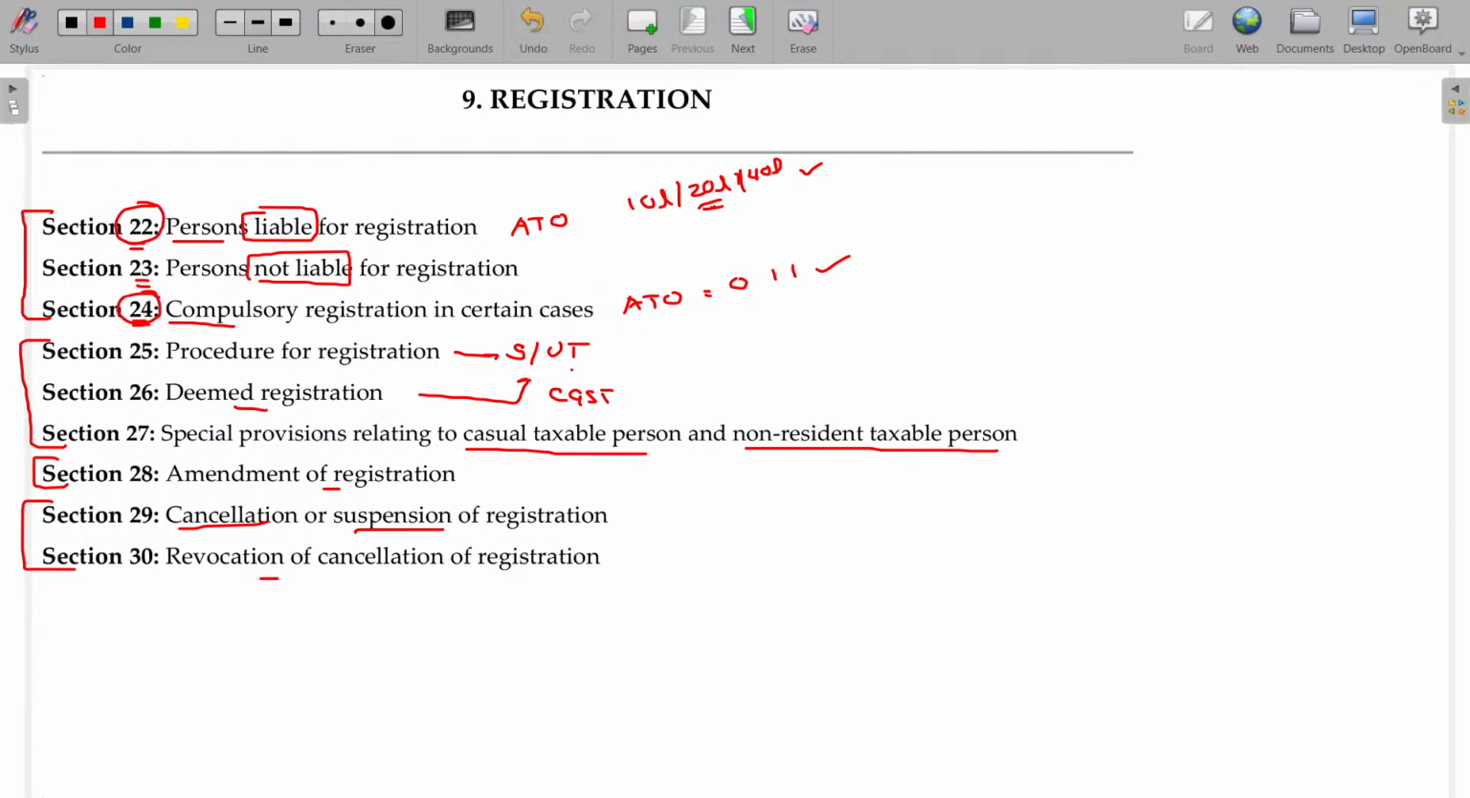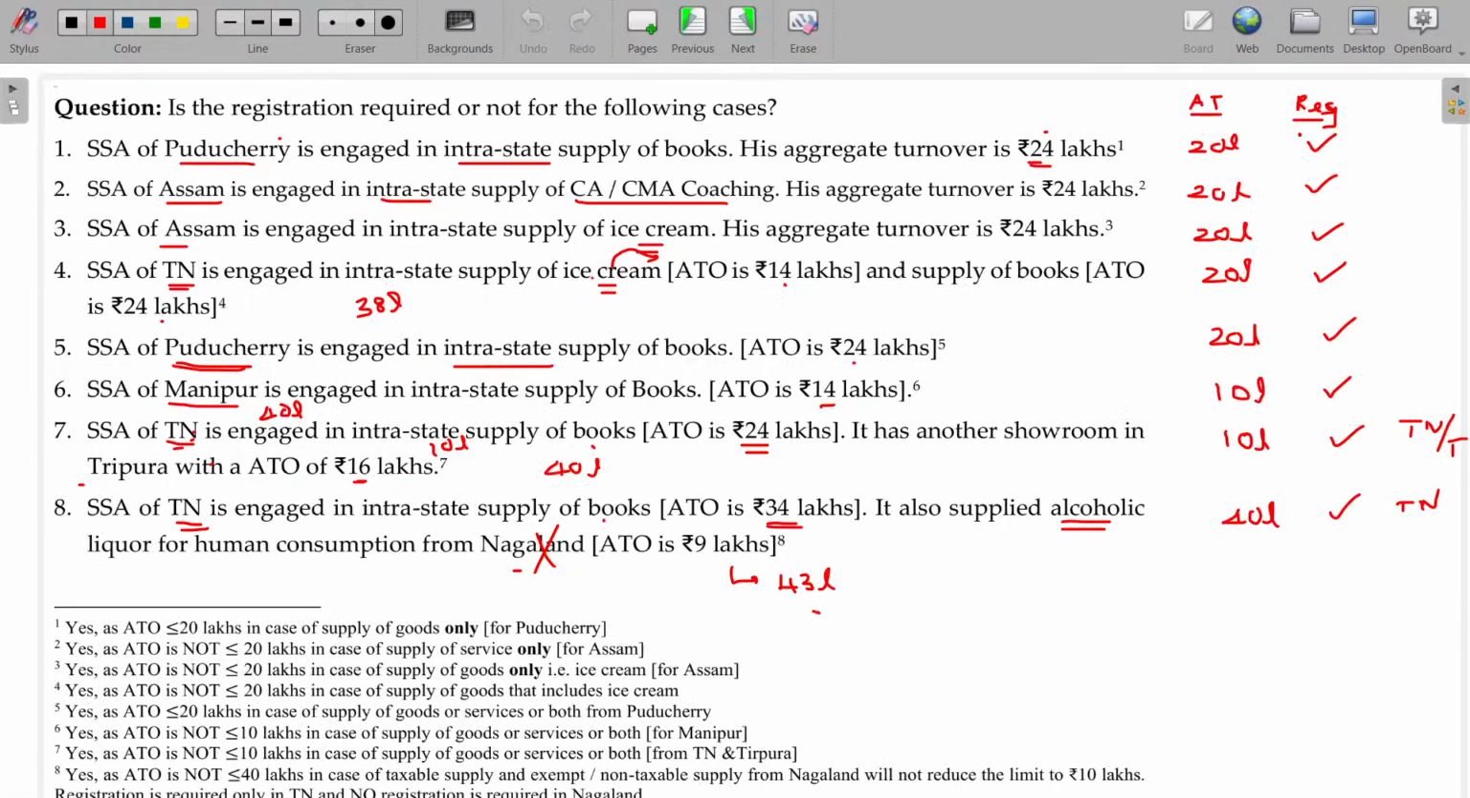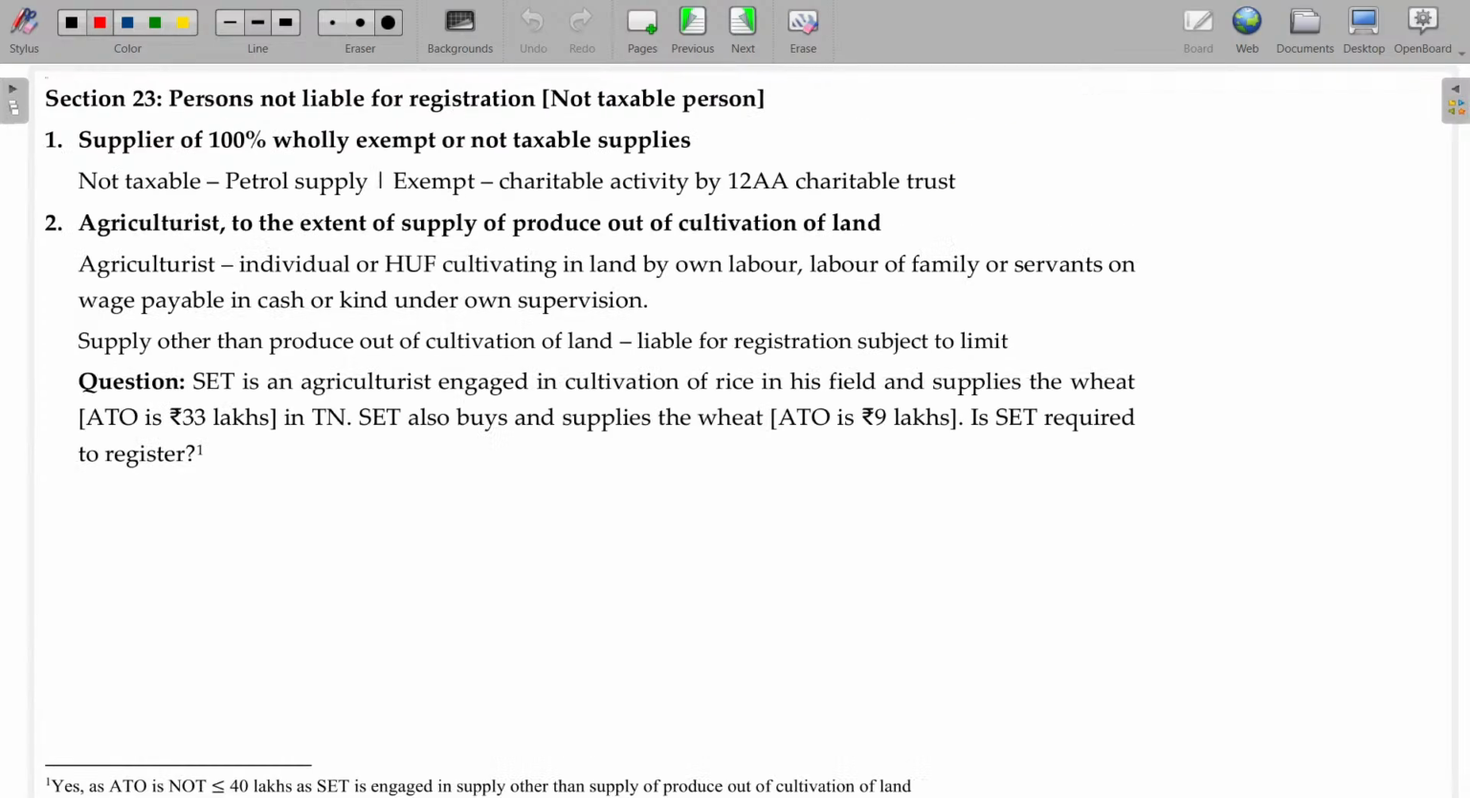Now section 23, who is not required to register? Already we discussed who are compulsorily required to register. Those not falling under these cases are not required to register. Okay, we'll see section 23 easily. Persons not liable for registration: suppliers of wholly exempt or non-taxable supplies.